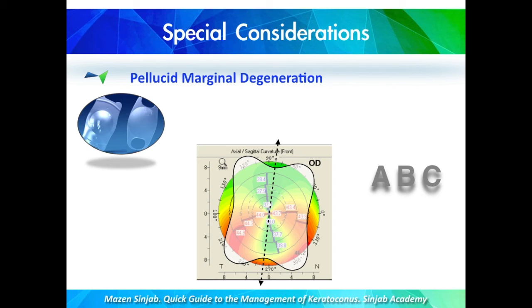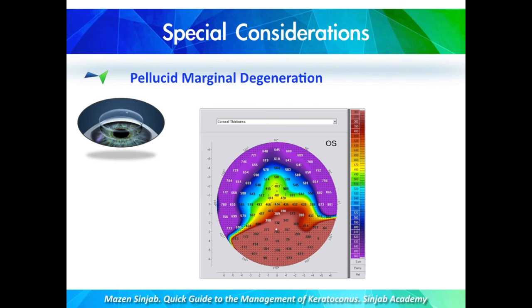IOL. So taking the measurements of the wide to wide and other measurements for the size of the phakic IOL is very, very important, because any minor rotation of the phakic IOL will cause a disaster. Finally, keratoplasty is not that simple in pellucid marginal degeneration due to the inferior thinning, so there are special techniques that should be followed.